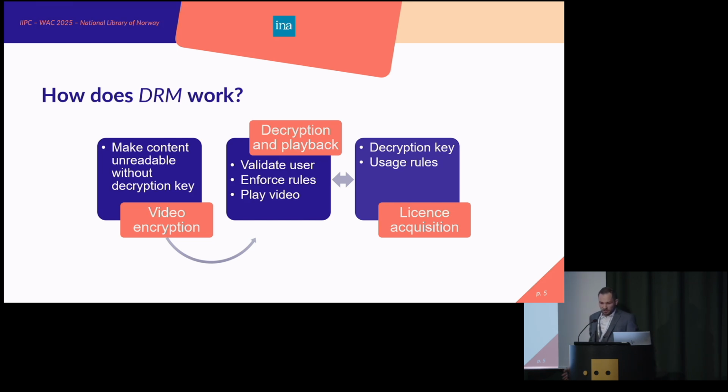So, how does it work? To understand our approach, it's essential to grasp how DRM works. DRM involves several key components. Video encryption, which makes the content unreadable without a decryption key. License acquisition, where the user must obtain a license to access the decryption key. Decryption and playback, which involve validating the user, enforcing usage rules, and finally playing the video.